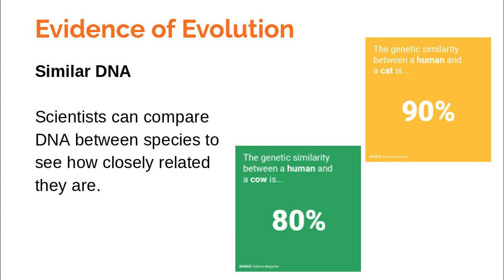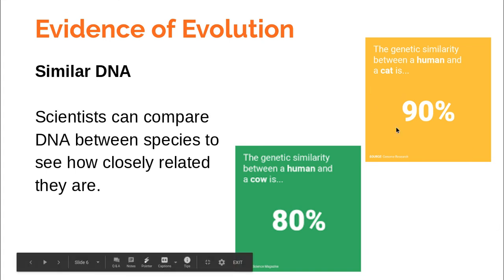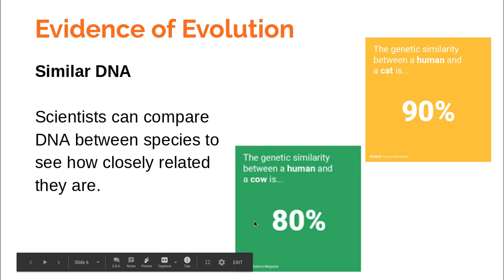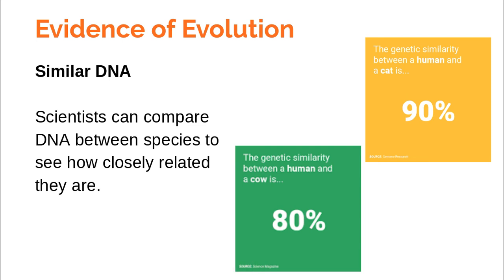The genetic similarity between a human and a cat is 90%, which I think is super cool. So we are more similar than different to cats. And here's another example. The genetic similarity between a human and a cow is 80%. So again, you are a lot closer related to cats and cows than you may have believed before.